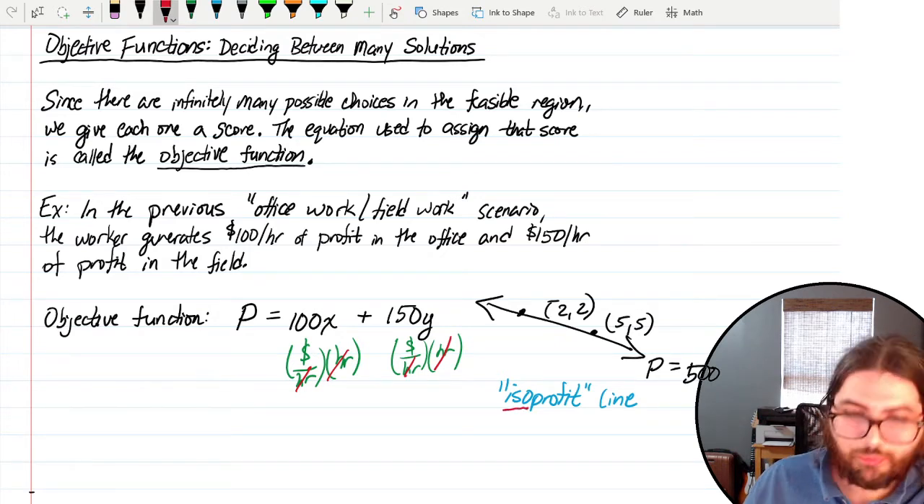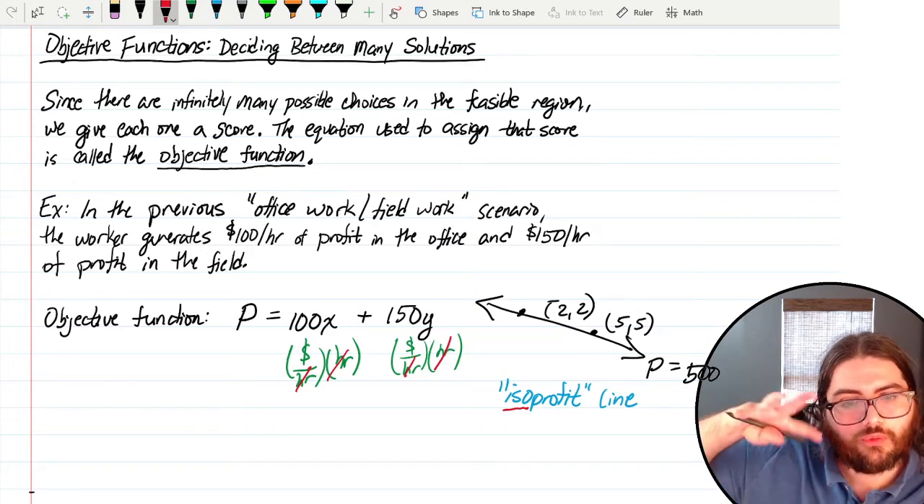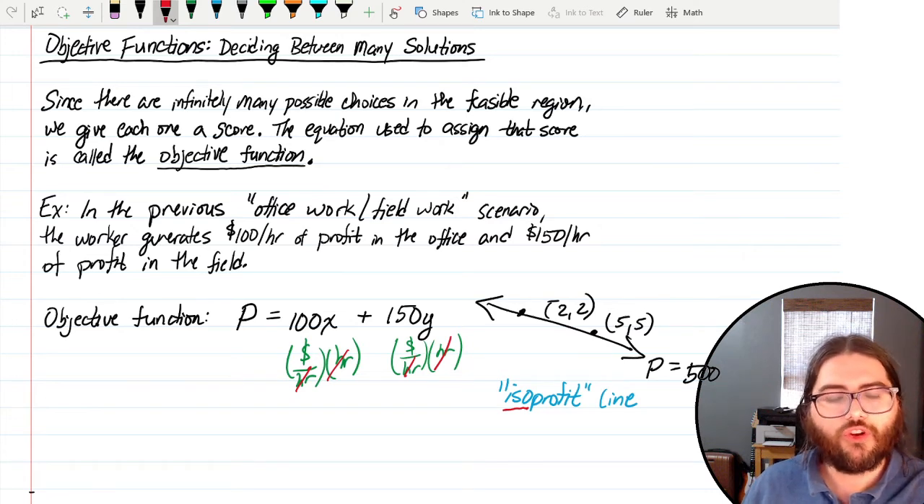ISO means equal. And so if you've ever heard of other words that begin with ISO, iso profit is one of them. How about isometric? Isometric, right, refers to the equality of distances. When you have a certain camera angle, if you play video games, you might have said, oh, that's an isometric camera angle. ISO means equal.